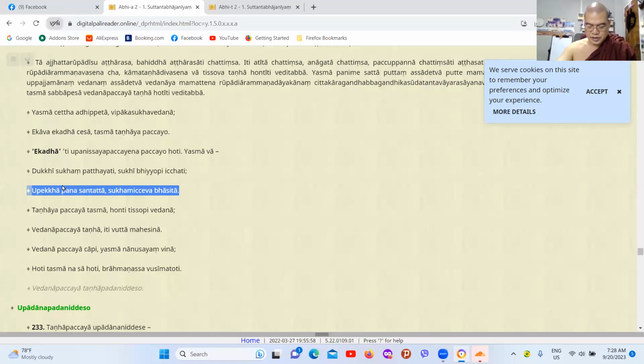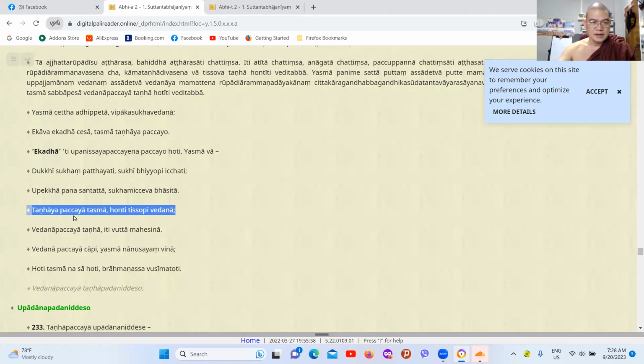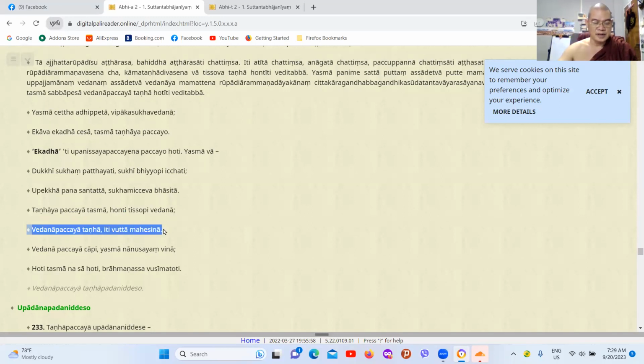'Tanhaya paccaya hoti tisso pi vedana': due to tana, all kinds of vedana arise. All three kinds of vedana, sukha vedana, dukkha vedana, adukkhamasukha vedana, are the cause of tana. So all three kinds of vedana are tanhaya paccaya, the cause of tana. That's why the Buddha said, 'vedana paccaya tanha'.